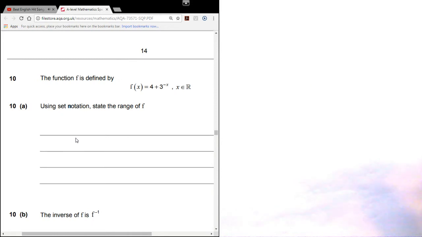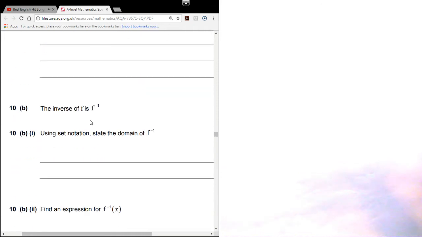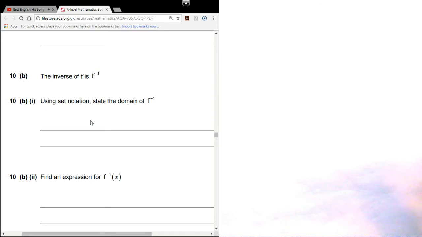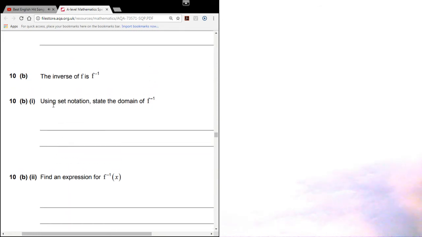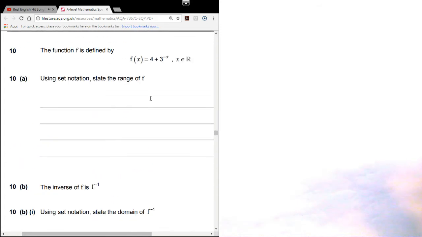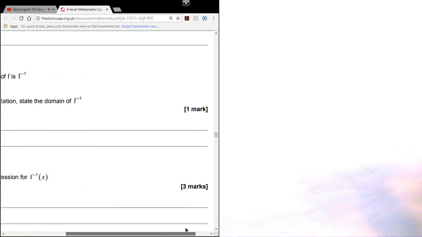Now the next question wants us to... sorry, I'm so sorry. I think I jumped the step. I went all the way to 10b Roman figure 2 when I should have solved 10b Roman figure 1. It says, using set notation, tell us the domain of the f inverse. And of course, that's just a tricky question. I bet it's for 1 mark. Yes, it's just for 1 mark.